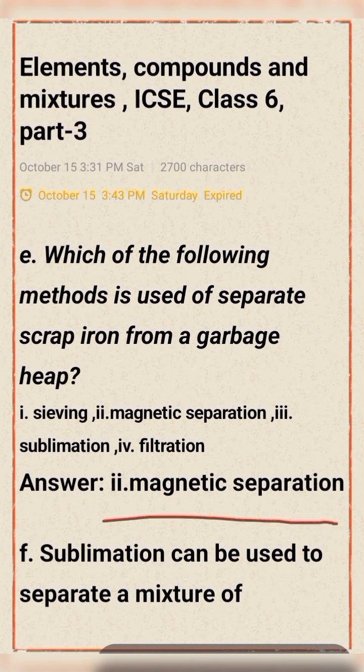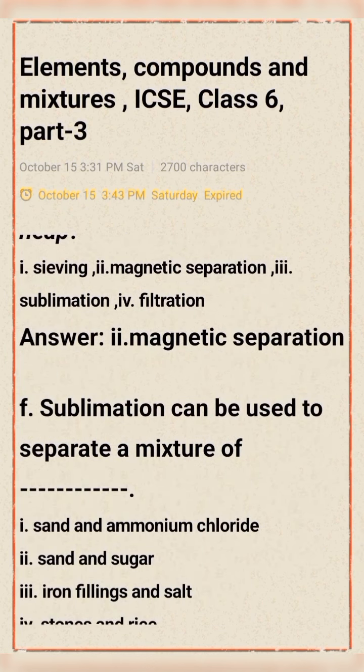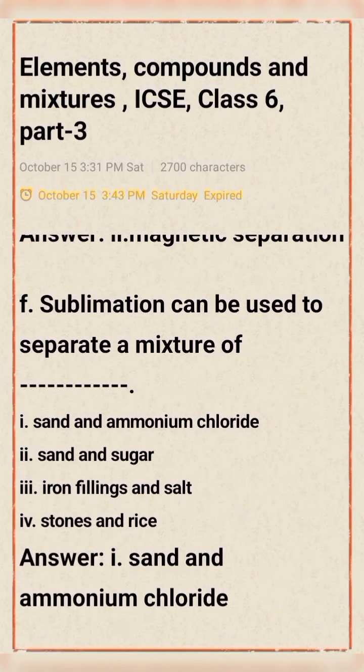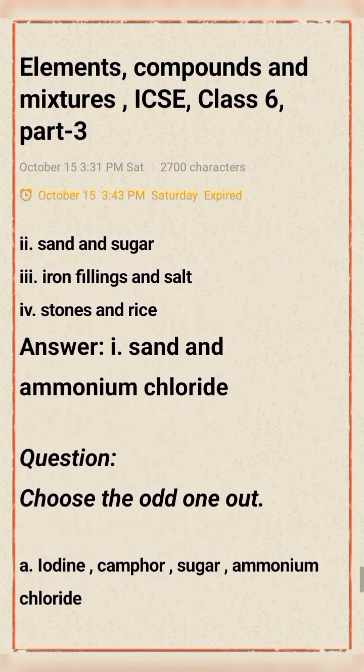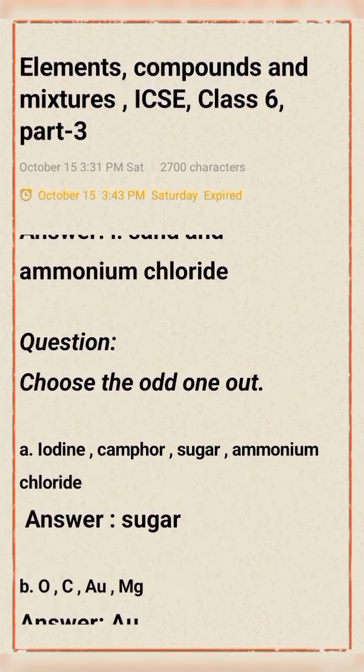Okay, my dear viewers, my dear students. Next question. Sublimation can be used to separate a mixture of option 1, sand and ammonium chloride, option 2, sand and sugar, option 3, iron filings and salt, option 4, stone and rice. Option 1 is the right answer, that is sand and ammonium chloride. Next question type. Choose the odd one out.